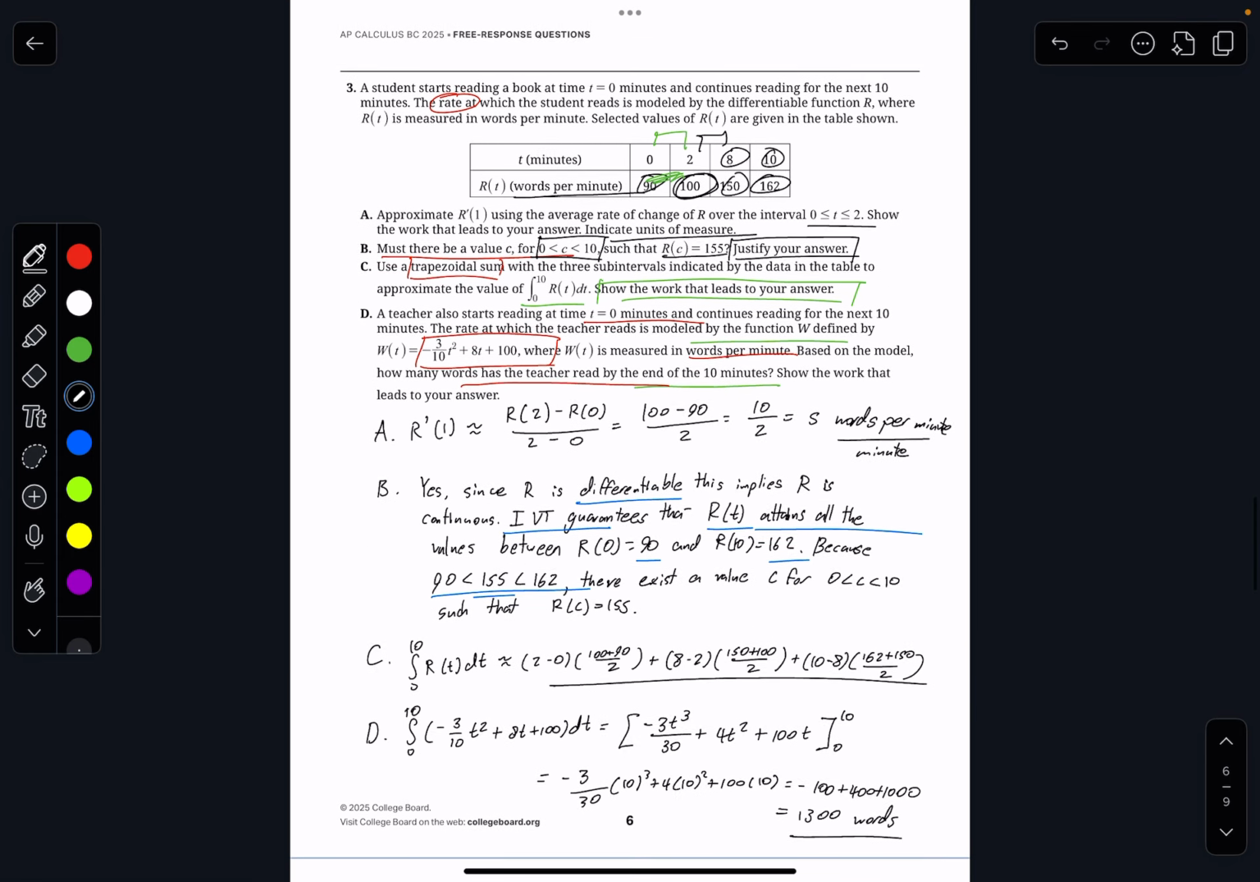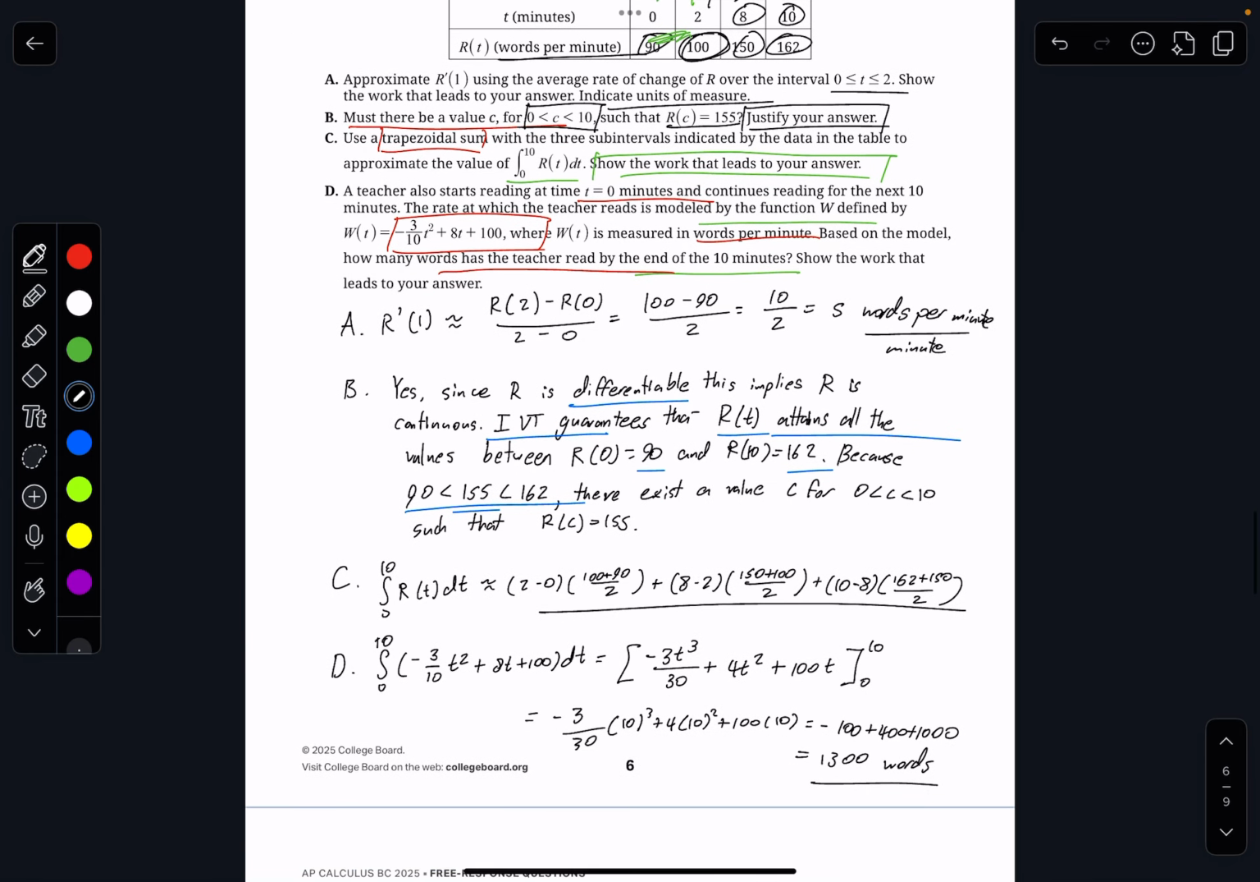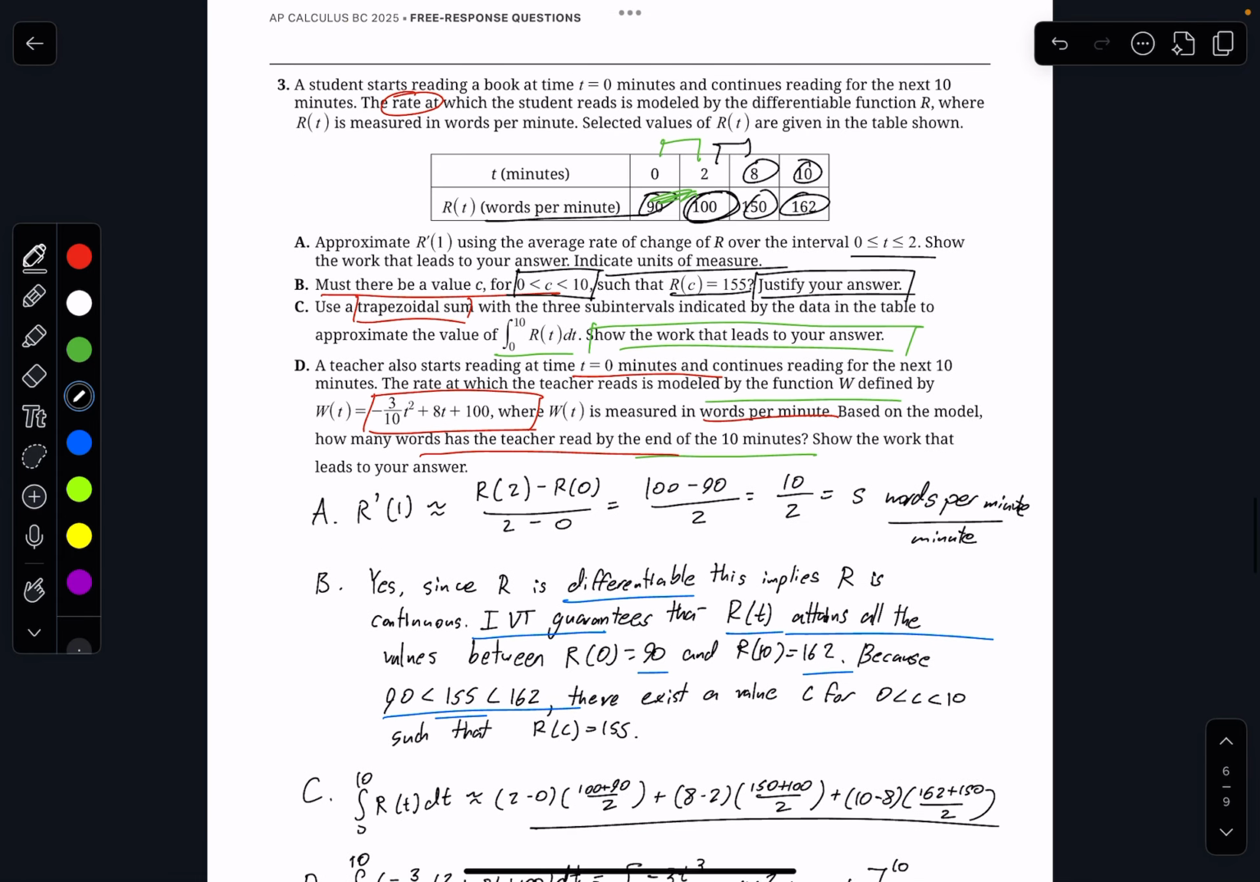Hopefully, FRQ 3 was an easy one for you. The no calculator ones are typically easy. You don't have to overthink them too much. It's fine if you haven't. If you're watching this for next year, good luck. So these problems are really easy. Just practice them a little bit and you'll get the hang of it.